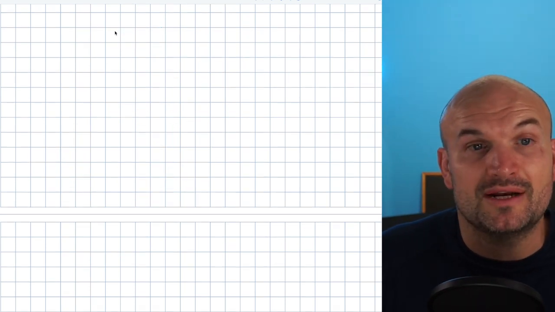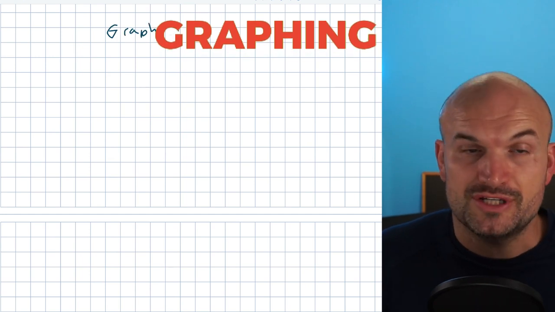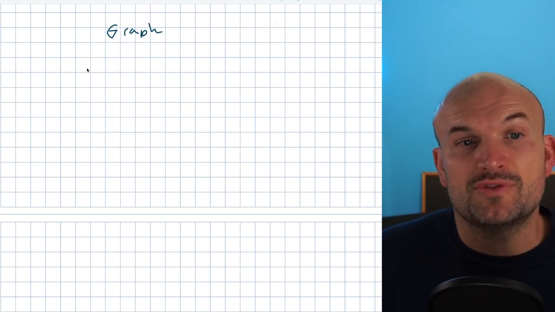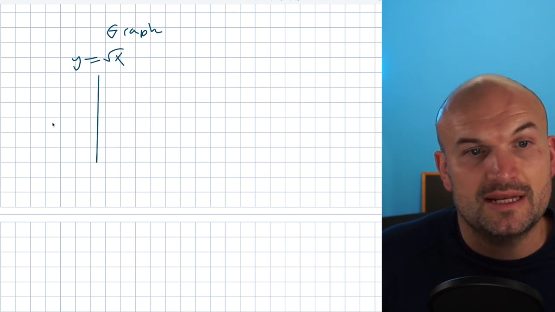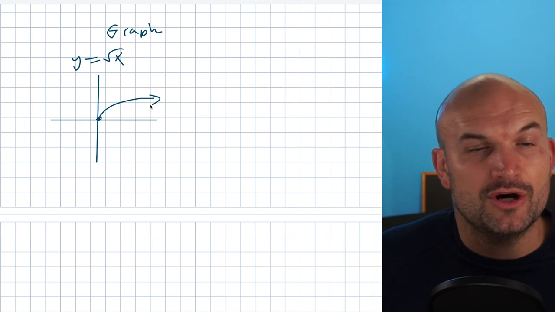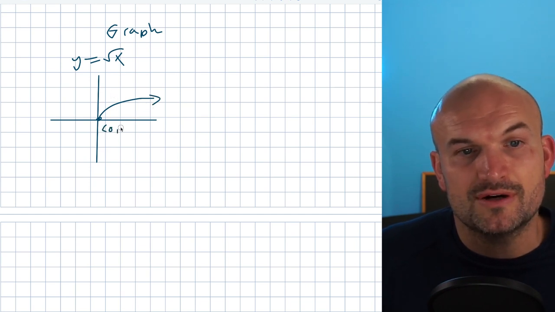Now, the next thing I want to talk to you about is graphing. When you're graphing the radical functions, the main thing you want to be able to do is make sure you know the parent graph. So y equals the square root of x, right? That's going to look something like this. And it's really kind of important to know a couple points. Like you should know 0, 0.